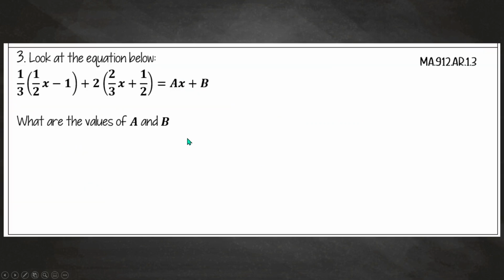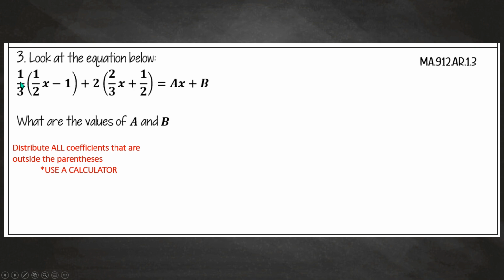Question number 3, we have what are the values of a and b? So we have 1/3 multiplied by 1/2 x minus 1 plus 2 times 2/3 x plus 1/2. They know that once we simplify everything, we should end up with a binomial in the form of ax plus b. And they want us to identify the values of a and b. So first, we're going to distribute all the coefficients that are outside the parentheses. Use a calculator, especially the TI calculator that can do fractions if you don't know how to multiply with fractions.